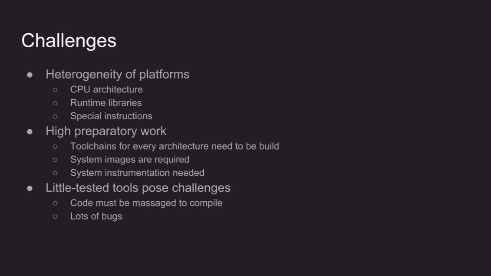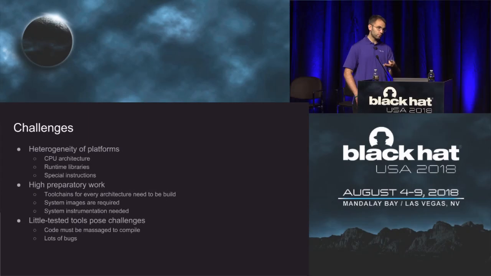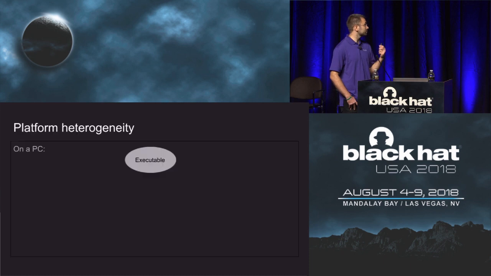If you get over this point, then you still have a lot of preparatory work. You need to prepare a toolchain for every architecture that you want to analyze. You will need to build system images with a runnable Linux. And finally, you need instrumentation so that when you run the malware inside the system image, you get useful information. And once you have reached that stage, the problem is that the tools you use are little tested. For example, they have been tested for x86, but not for ARM. You will need to write patches for the code to compile in the first place, and afterwards you will encounter a lot of bugs.